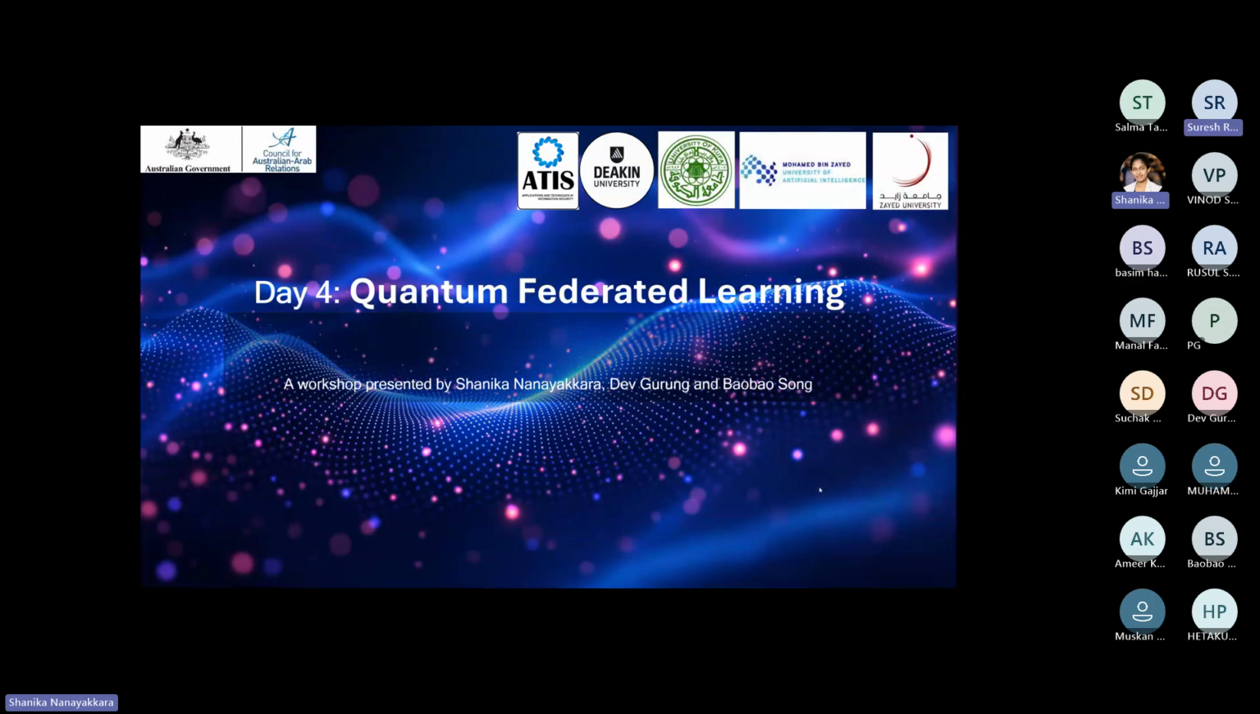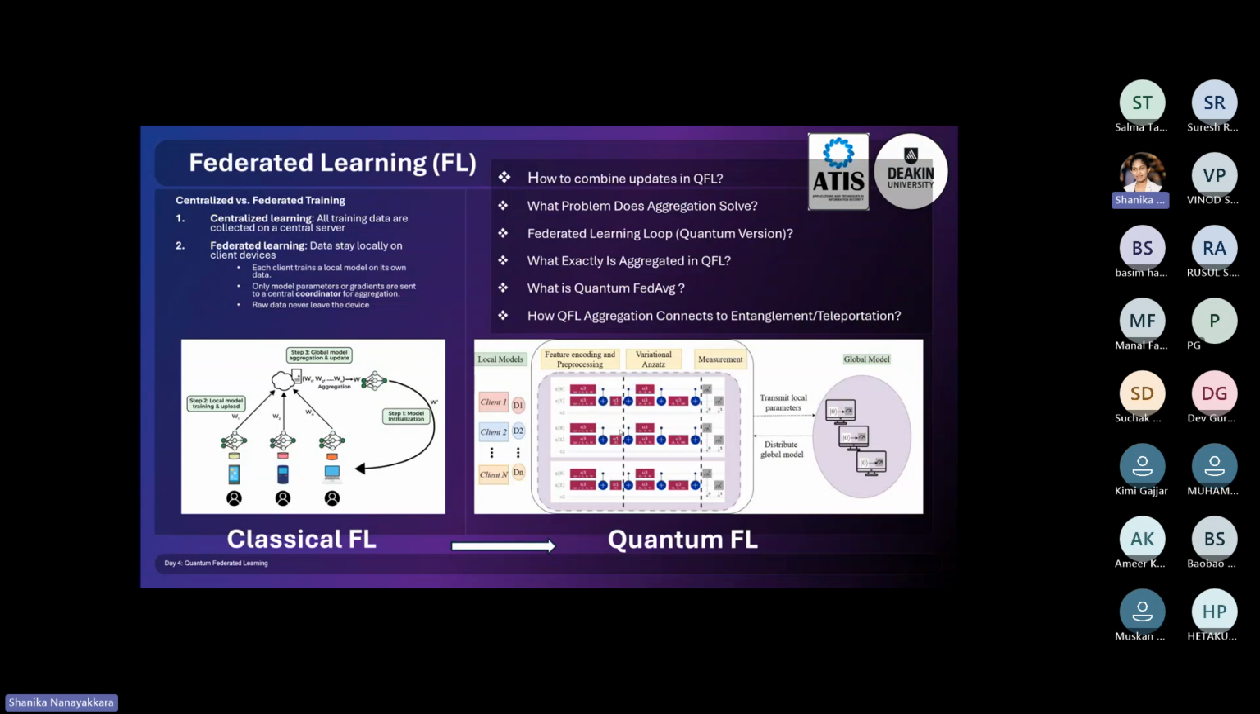So let me explain a practical example here. You can imagine hospitals that want to build an AI model to detect cancer. Here you can see two different types of federated learning. In the centralized approach, all hospitals send their patient data.